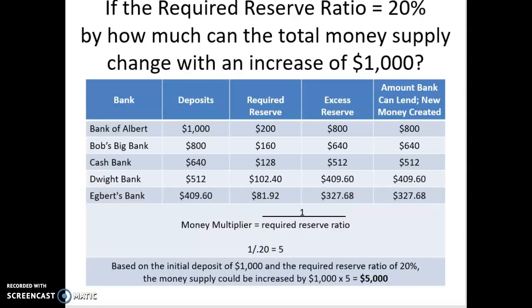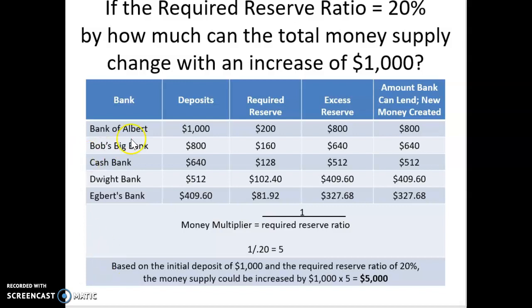Okay, let's say you bank at the Bank of Albert, and the Federal Reserve sets a required reserve ratio of 20%, and you go to the bank and you deposit $1,000. We're going to see how that ripples through the banking system with the money multiplier. The money multiplier is 1 over the required reserve ratio, similar to the regular multiplier. So it would be 1 over 20%, which equals 5.